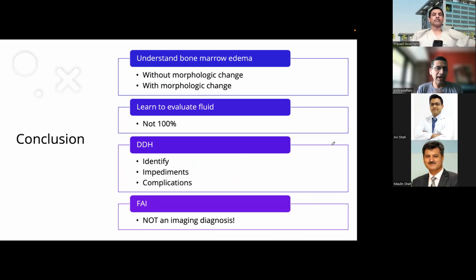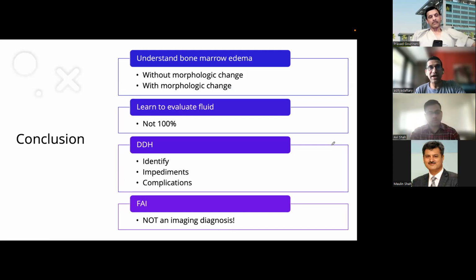So what I just wanted to drive home in all of this is, first of all, I wanted to give all of you an approach to how to look at a hip MRI, to understand bone marrow edema and how you can make it your friend. Learn to evaluate fluid. It's not 100%, but it gives you a lot of clues on how to approach disease. We talked about DDH, identifying it, identifying the impediments to it, and the complications of DDH and reduction surgery.